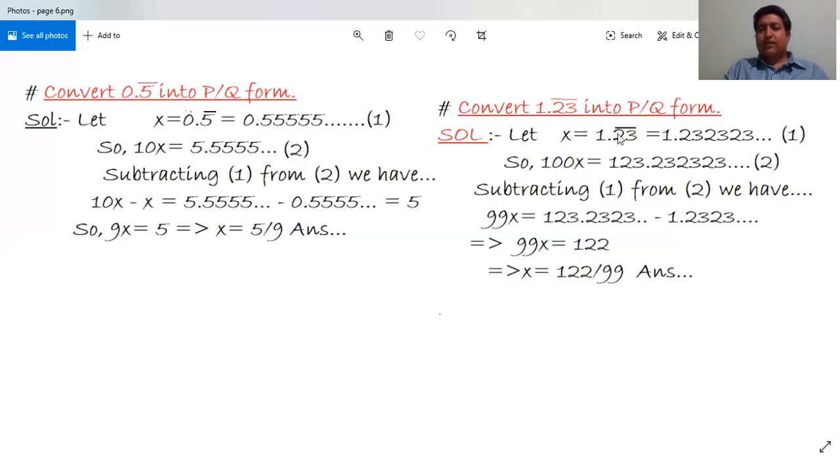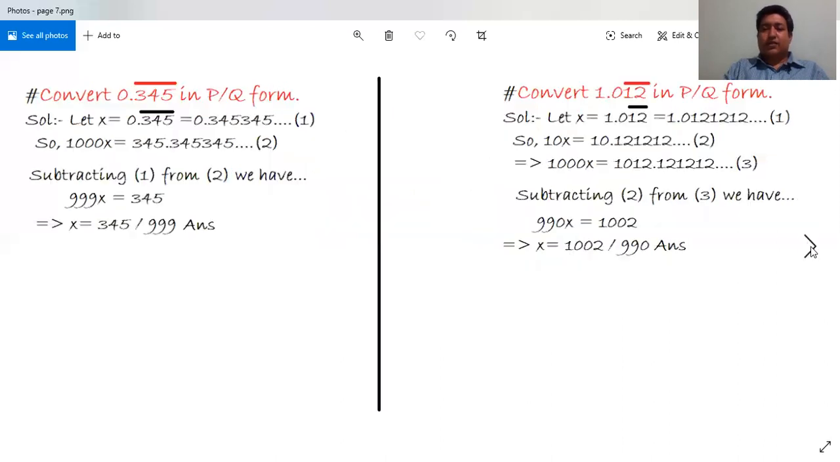We are multiplying this equation 1 by 100. We are getting the same repeating decimal part, right? So now subtracting 1 from 2, we have 100x minus x, which is 99x, and 123.232323 minus 1.232323, we get 122. It's a whole number. So 99x is equal to 122, so x is equal to 122 upon 99. Again, it is in p by q form. Okay, so let us see another example.